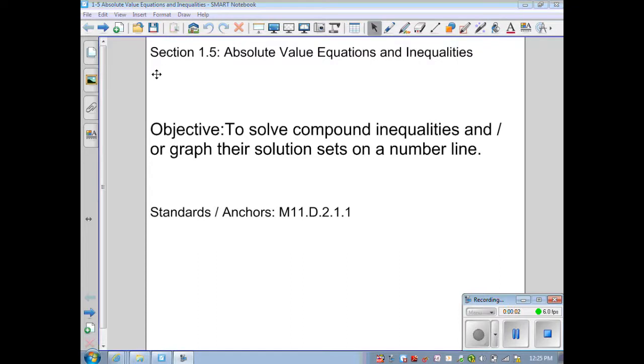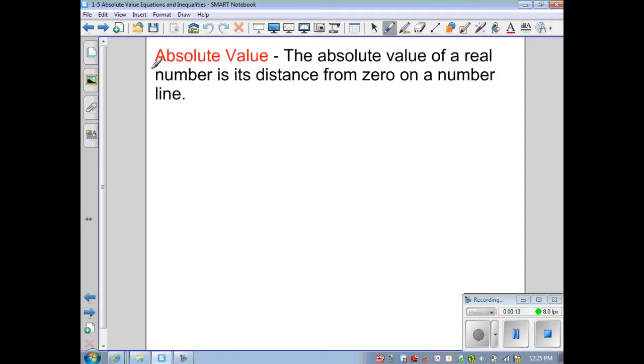Section 1.5, absolute value equations and inequalities. This is the definition for absolute value. We have defined this on previous sections, but we just want to repeat it here. We know the absolute value of a real number is its distance from 0 on a number line.